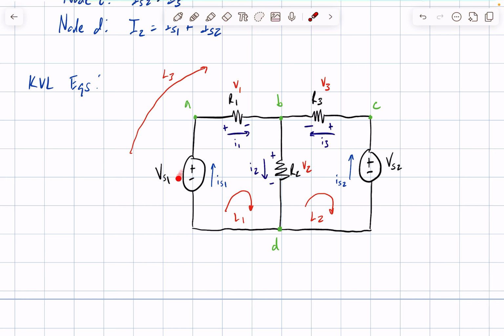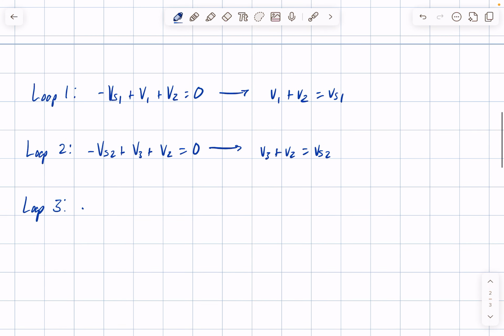And we can say negative VS1, because we're hitting the negative potential first, plus V1 minus V3, because we're hitting the negative potential first here, and then plus VS2 is equal to 0. So let me go ahead and write that out. We have negative VS1 plus V1 minus V3 plus VS2 is equal to 0. And we can also rearrange this one to say V1 plus VS2 is equal to V3 plus VS2.